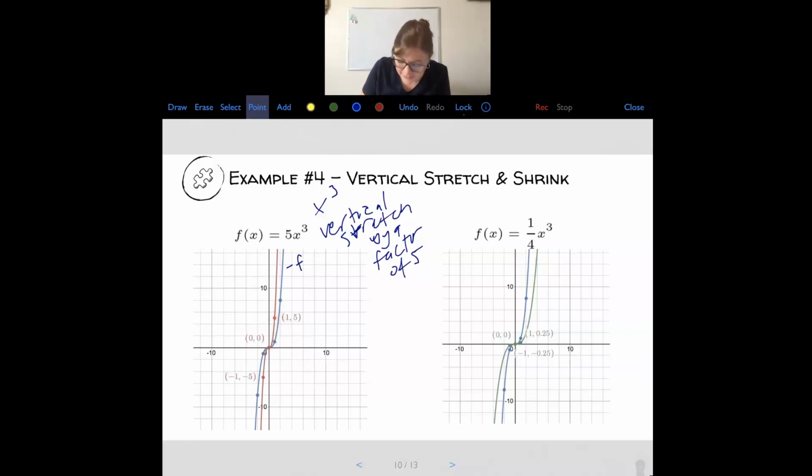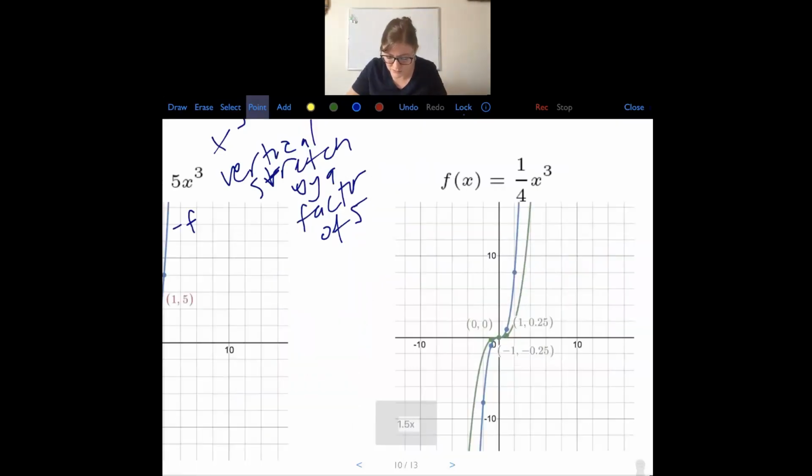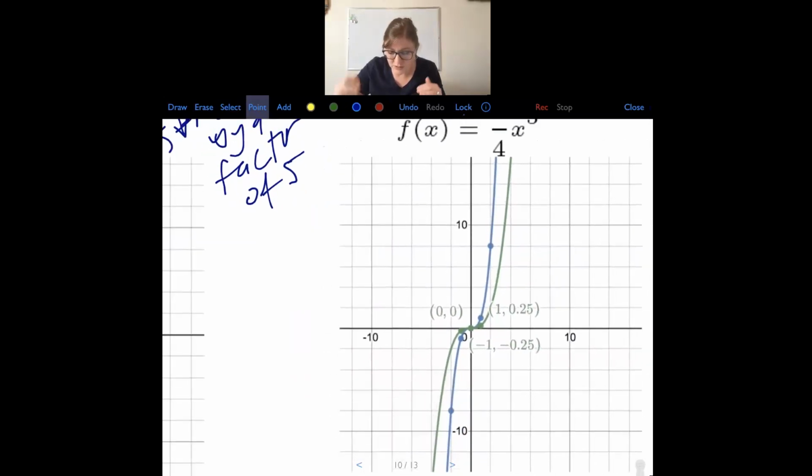The next one, f of x equals 1/4 x cubed. Our blue is our parent, our green is our baby. This is a shrink, or it's getting closer. It's trying to hug the x-axis in this case. It's a little hard to see, I can zoom in here as well. So it's moving closer to the x-axis.